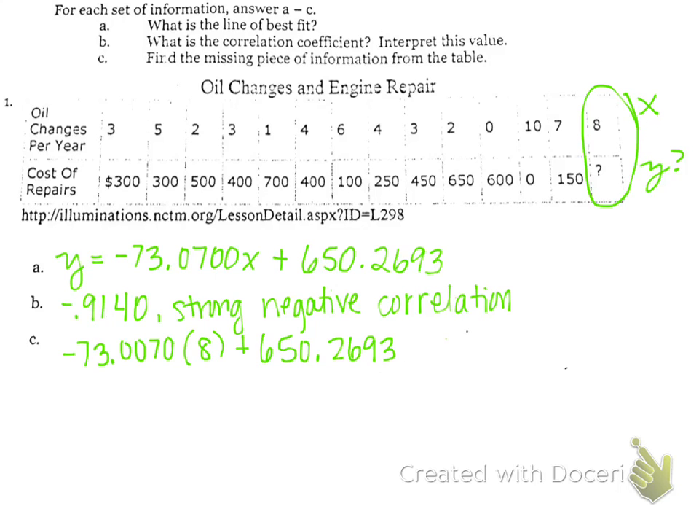Actually, I goofed up writing right here. Got my zeros and my sevens mixed up. That should be 0.0700. So when you put that in the calculator, you get 65.7093. So that's approximately how much money you would spend on repairs if you had 8 oil changes per year. So this is money, so I'm going to put a dollar sign. So that's our answer for C.